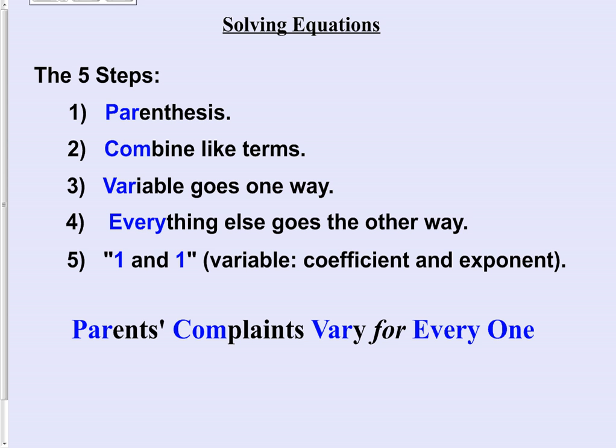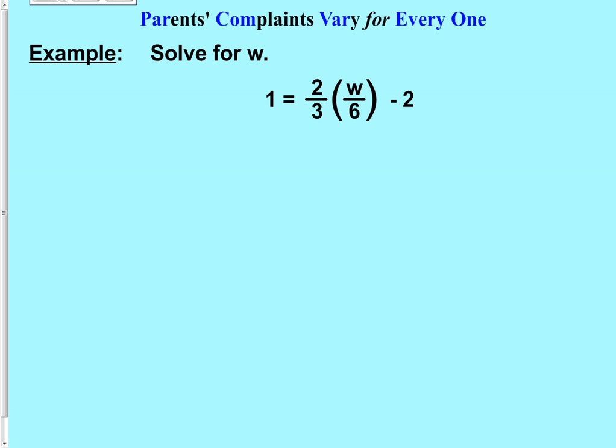Okay, so once again, our 5 steps for solving equations are to deal with parentheses and multiplication first, combining like terms on the same side of the equal sign, then picking a direction to send our variable in the equation, then moving everything else away from the variable, and then accomplishing our 1 and 1 coefficient and exponent for our variable. And of course, my cutesy little term or saying for remembering this is parents' complaints vary for everyone. Okay, so let's take a look at some problems.